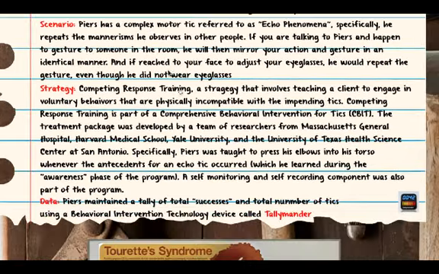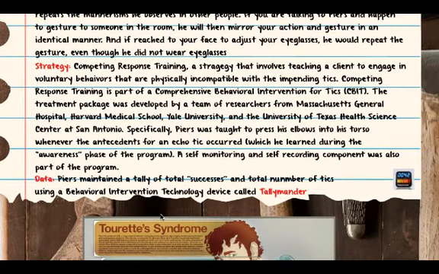Okay, so the strategy that we use for Piers is what's referred to as a competing response training strategy. This is a strategy that involves teaching a client, such as Piers, to engage in voluntary behaviors that are physically incompatible with the impending tic. So competing response training is part of what's referred to as a comprehensive behavioral intervention for tics. The acronym is CBIT, Comprehensive Behavioral Intervention for Tics.